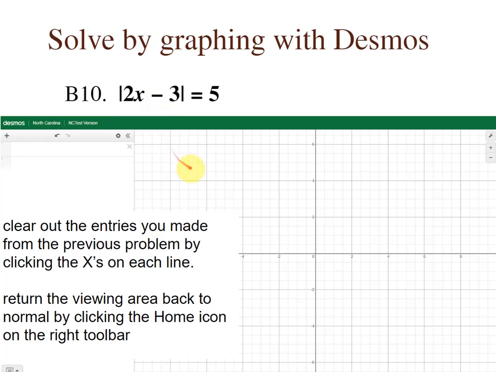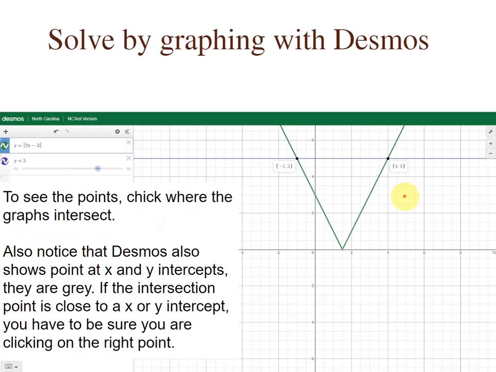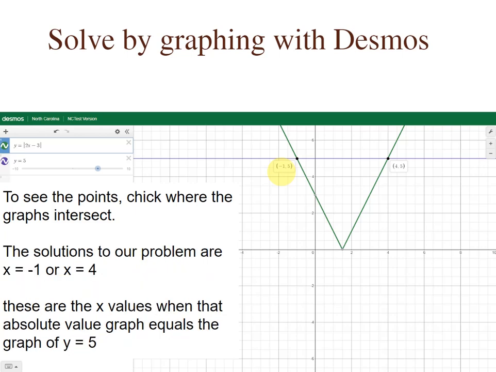Awesome. Hopefully you did that. It should look something like this. And you'll notice how we've got a line, and we've got this absolute value as a V shape. And there are two places where the two graphs intersect. And when you click on those, you're going to find out that the x is 4 or the x is -1, where these two graphs are intersecting. So the solutions to these two are going to be -1 or 4. These are the x values when the absolute value graph equals the graph of y equals 5.